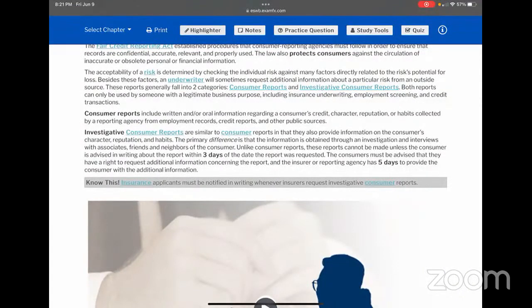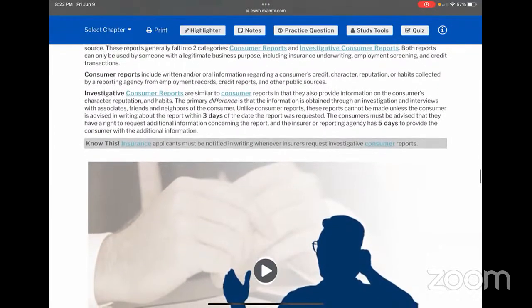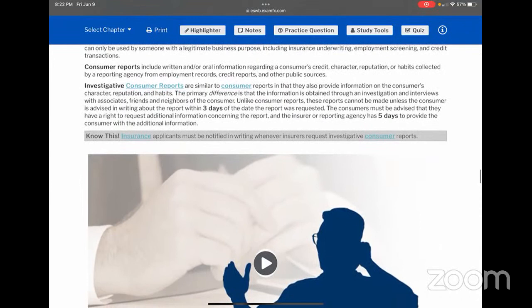Both reports can only be used by someone with a legitimate business purpose, including insurance underwriting, employment screening, and credit transactions. Consumer reports include written and/or oral information regarding a consumer's credit, character, reputation, or habits collected by a reporting agency from employment records, credit reports, and other public sources.